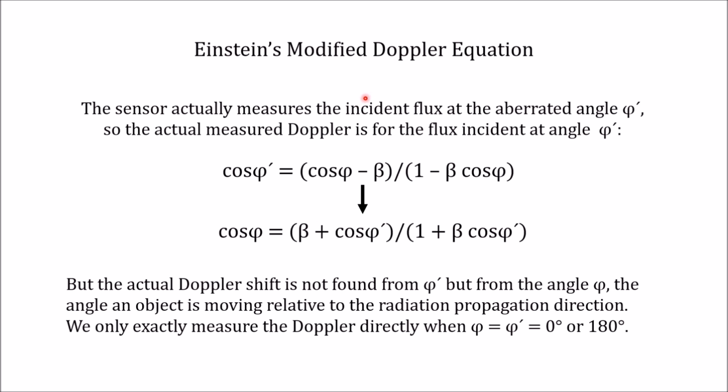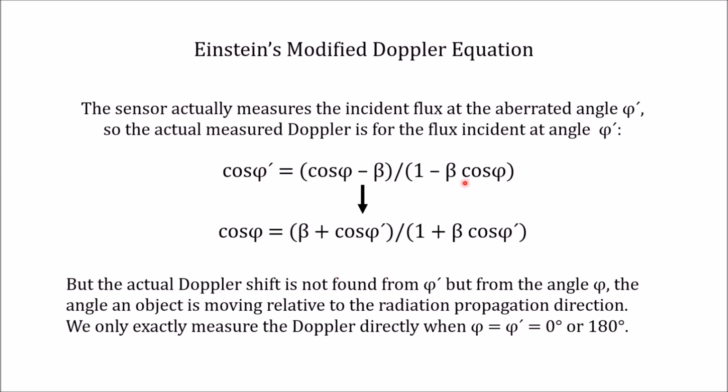So how do we fix the situation? Well, it's actually pretty straightforward once you recognize what you have to do. This is Einstein's aberration equation. It contains phi as opposed to the aberration angle phi prime.